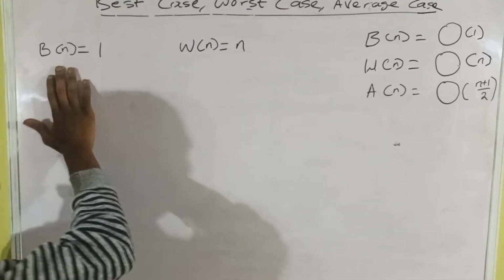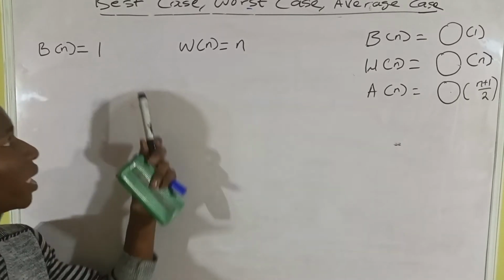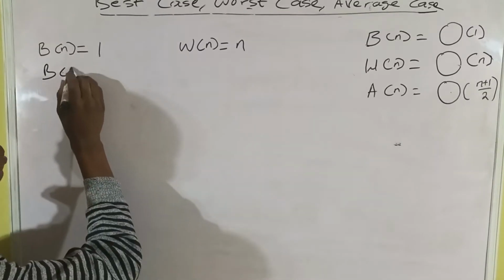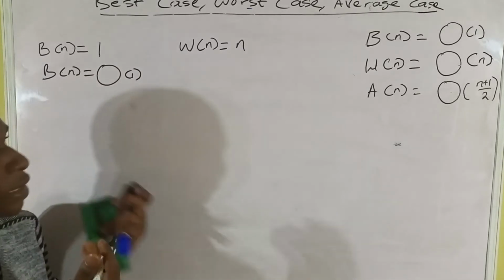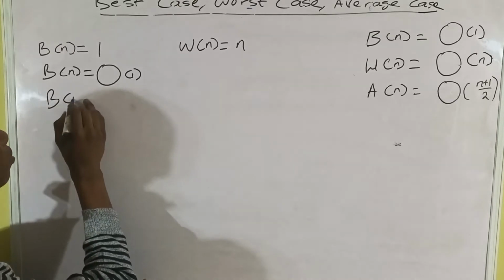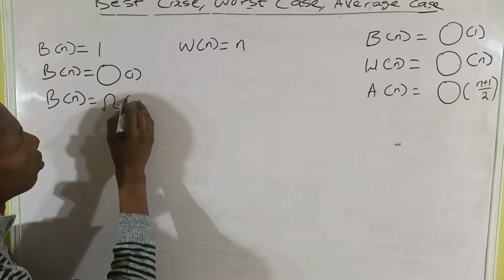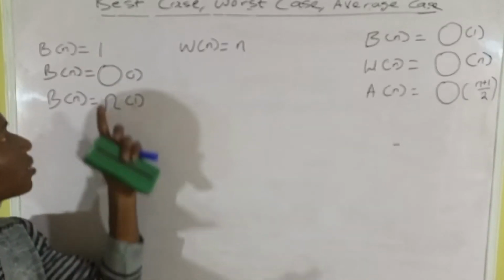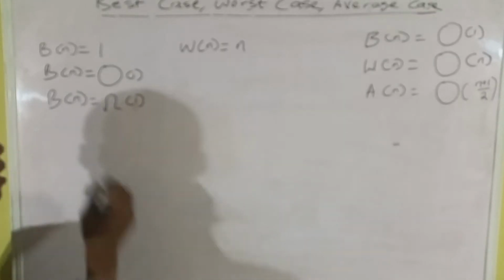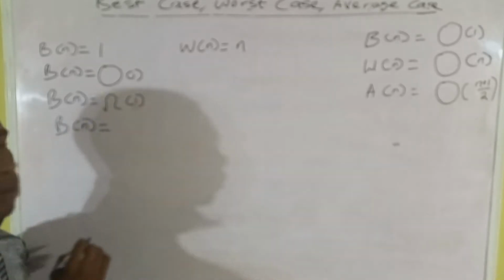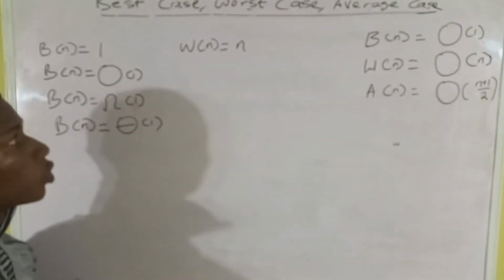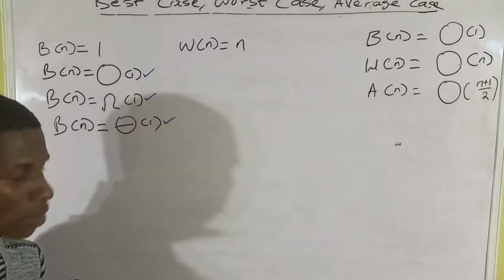Okay, so the best case time is constant. Can I represent this using the big O notation? Yes, so I can write this like this. This is valid, okay? I can also decide to write this way. So I can represent the function using the big omega, it is still valid. Okay? And I can also represent the best case time using the theta notation. It is still valid. So you can use any of these three notations to represent the best case time.